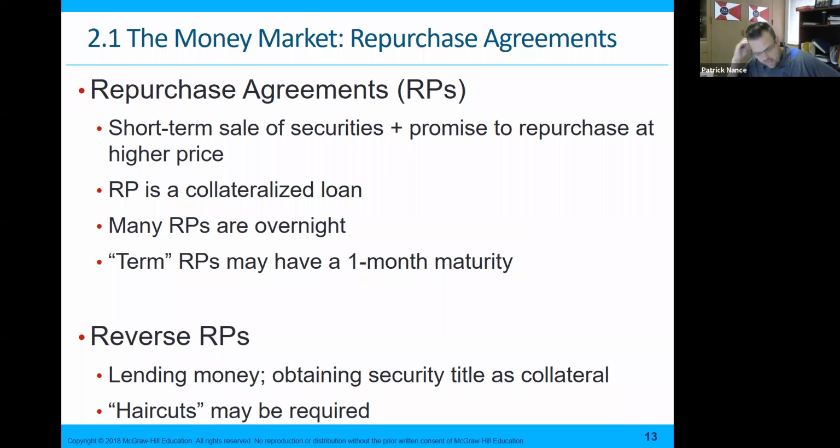So that's, again, a collateralized loan. It's a mirror image. The reverse repo is a mirror image of a repo. So the dealer finds an investor holding government securities and buys them with an agreement to resell them at a specific price at a future date.